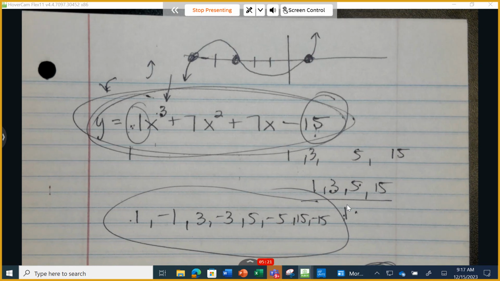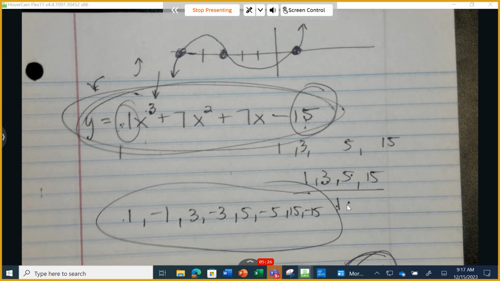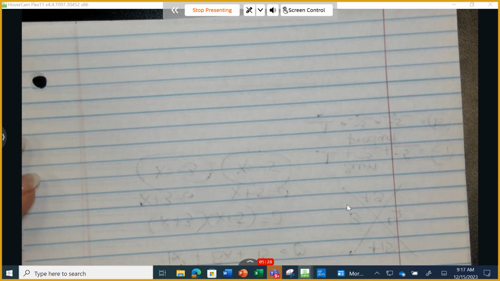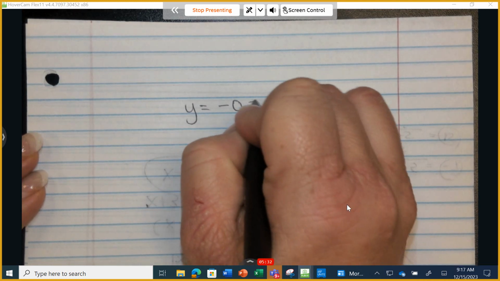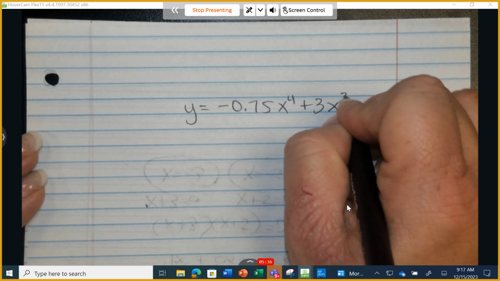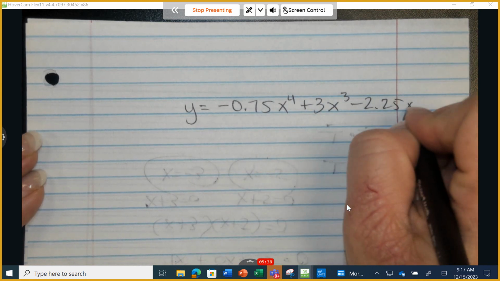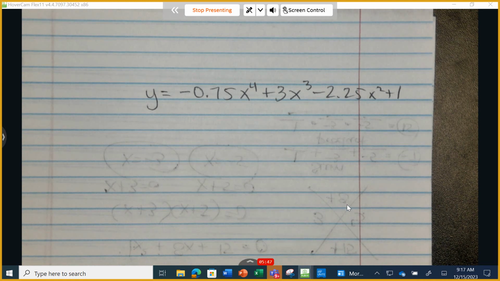Now, the last question is going to be an extra credit question. And the extra credit question looks like this. Y equals negative 0.75 x to the fourth plus 3x to the third minus 2.25 x squared plus 1. When you look at this problem using your arms right now, what is the end behavior of this problem? You may talk to your partner. Go. What is the end behavior of this problem?